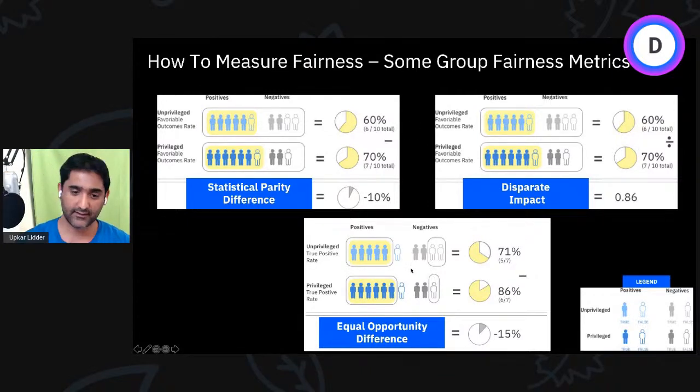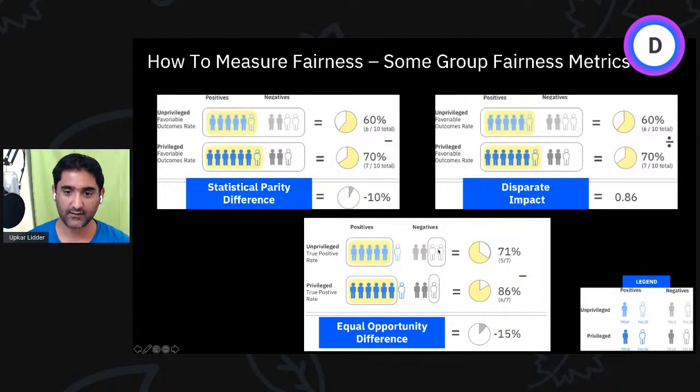Then there's a different one, right? So equal opportunity difference. Now you're looking at the true positive rates, and not just at all the favorable outcomes, right? So in this case, if you see, there are 5. 1, 2, 3, 4, 5. Yeah, there are 5 that are true positive, and then there are 2 that are false negative.